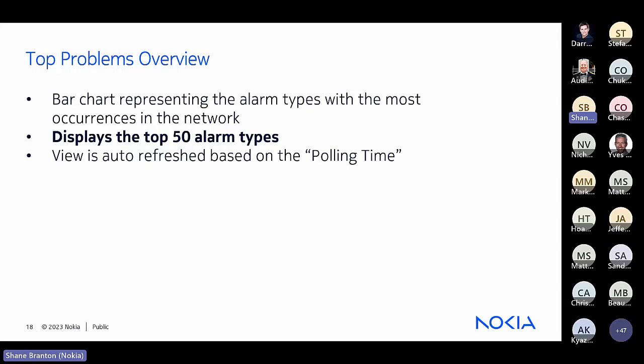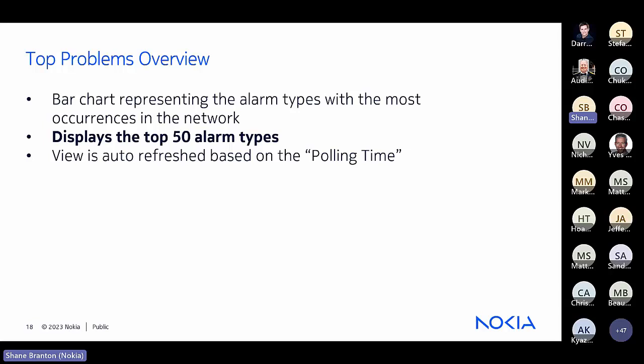So the top problems view, again, is similar to top unhealthy NEs in a way, where it basically gives the visual representation of a sorting mechanism, right? So in the top unhealthy NEs, what did we really sort? Well, top unhealthy NEs depending on what option we selected, all right? So total active alarms.